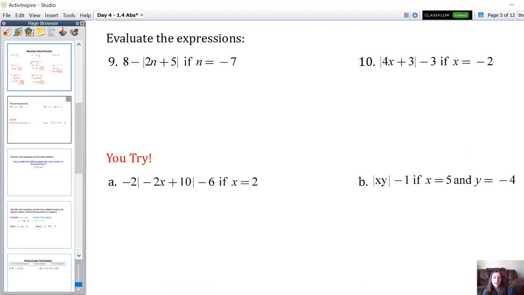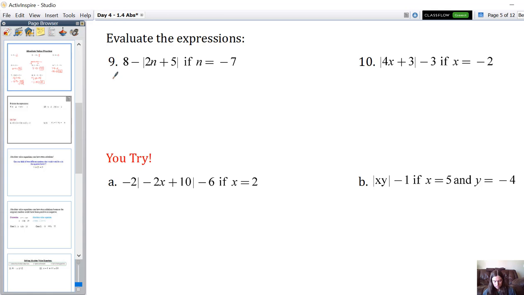Now we're going to evaluate some absolute value expressions. So in example number 9, we have 8 minus the absolute value of 2n plus 5, where we know n is equal to negative 7. That means anywhere I see an n, I'm going to put that negative 7. So let's go ahead and substitute that in first.